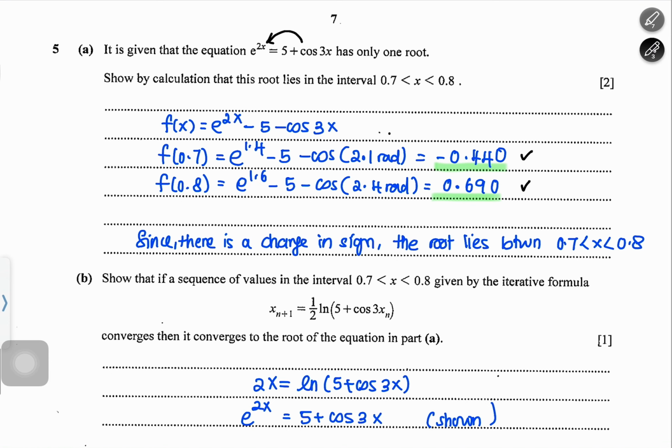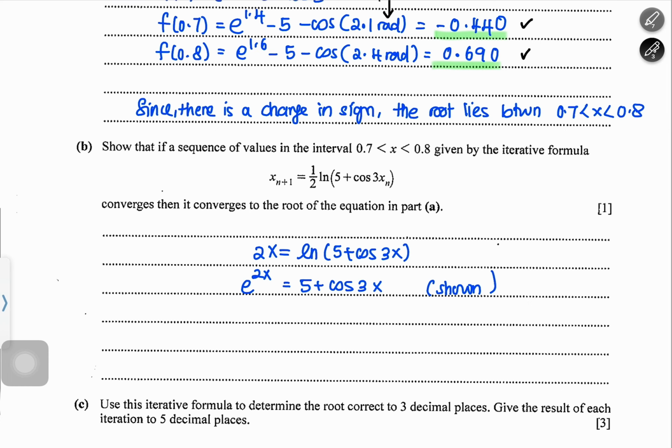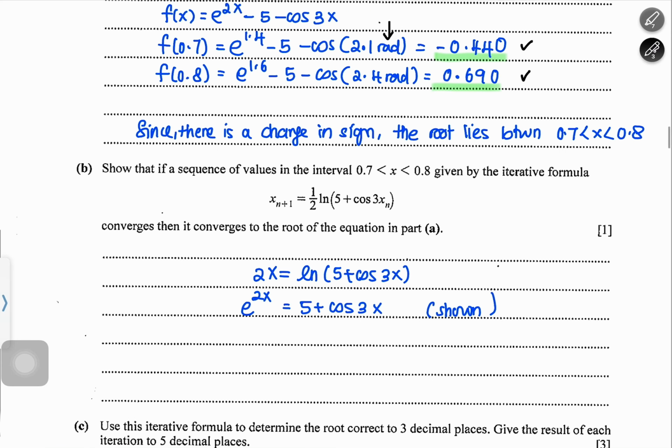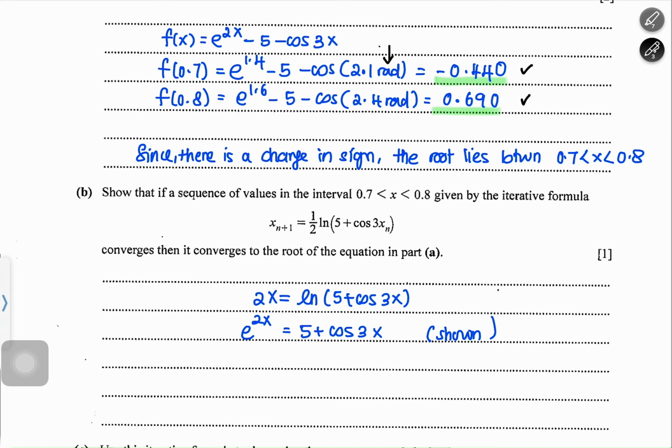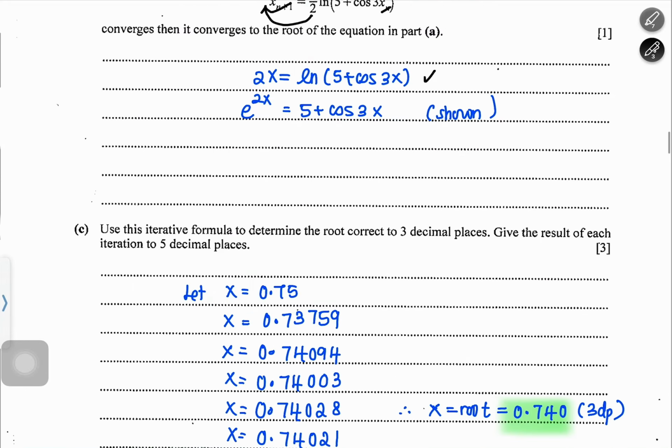Now the only mistake you could make is not changing your calculator to degree. And the next one, you have to show if a sequence of values in this interval given by this iterative formula will converge to the root in part A. So what do you usually do? You will remove the n plus 1 and n here. You will take the 2 and multiply with the x. The rest is just a basic rearrangement. And you have to show it, exactly like 5A's question.